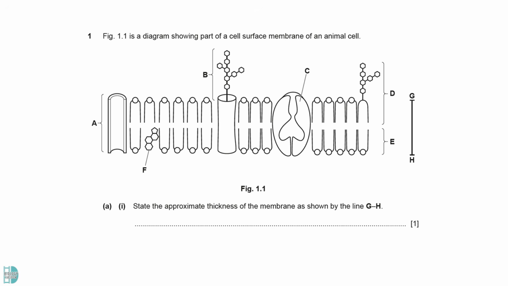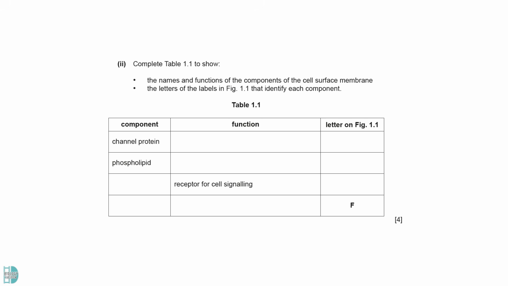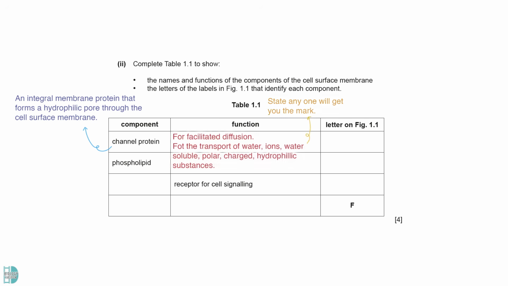Figure 1.1 shows the cell surface membrane. It typically measures around 5 to 10 nanometers, with 7 as the most common width. A channel protein is an integral membrane protein that forms a hydrophilic pore through the cell surface membrane. It allows water, ions, and other polar substances to pass through via facilitated diffusion. You can get this marked by stating any one of these categories.